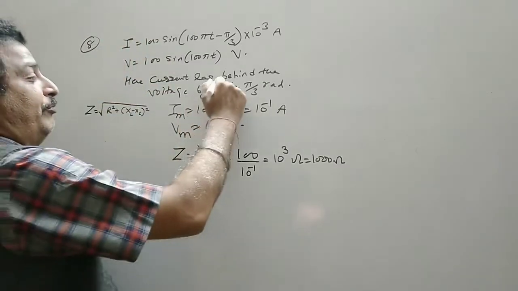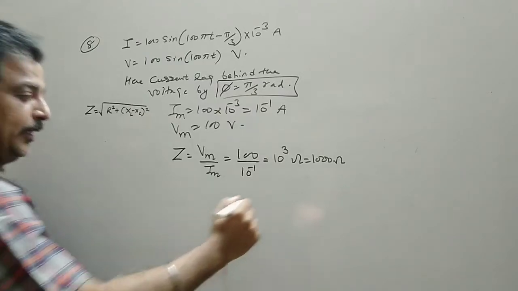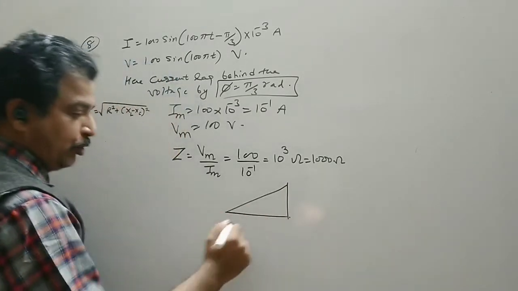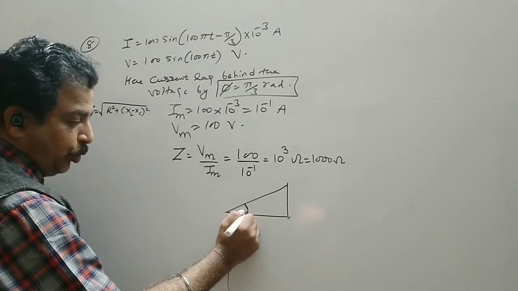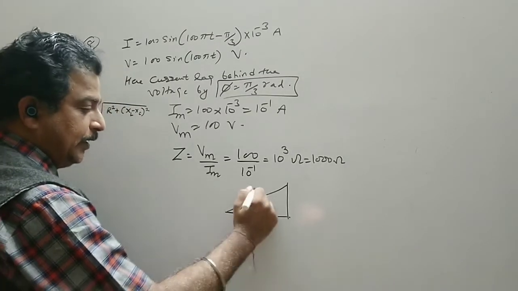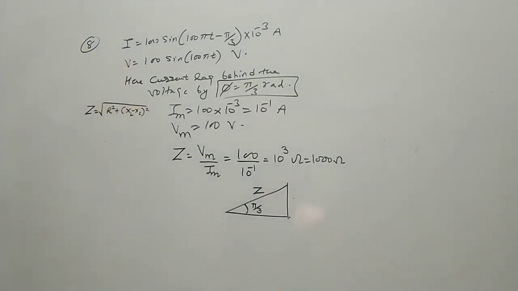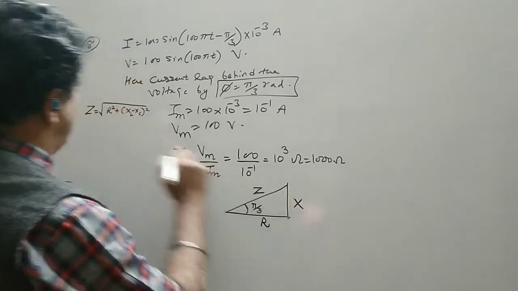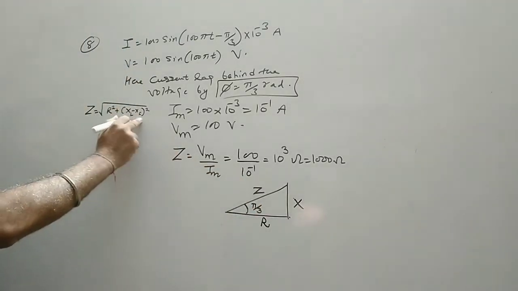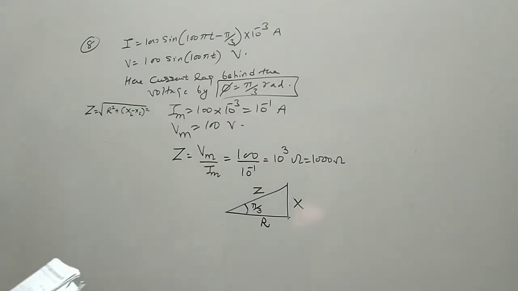So we take the help of this phase difference and we draw an impedance triangle here. In this impedance triangle, this angle is equal to pi by 3, this is Z, and this is the impedance of the inductor and the capacitor. Here we have to find out the resistance. So this is your R. Let us represent XL minus XC by X. Calculate the resistance of the circuit.